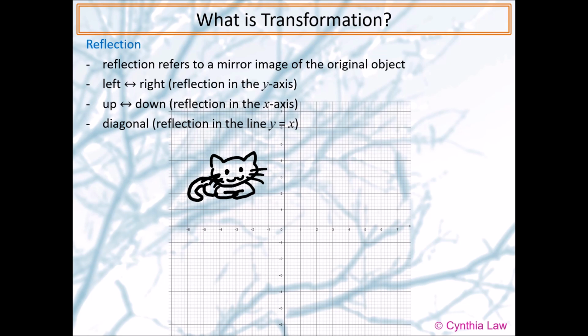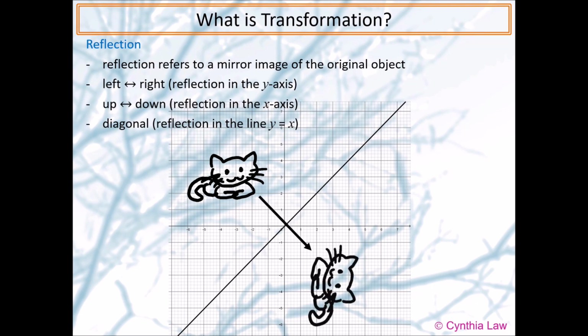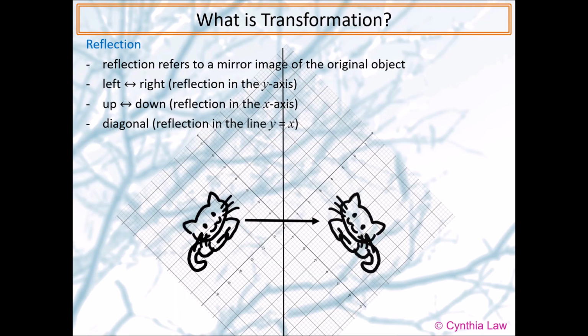Now, if it's diagonal, so first this is the line y equals x. And if I reflect the cat in this line, the image will change a lot. So the cat is reflected in the line y equals x. Now, if I rotate this image a little bit, you will be able to see the reflection better. As you can see, the cat is a mirror image of itself.